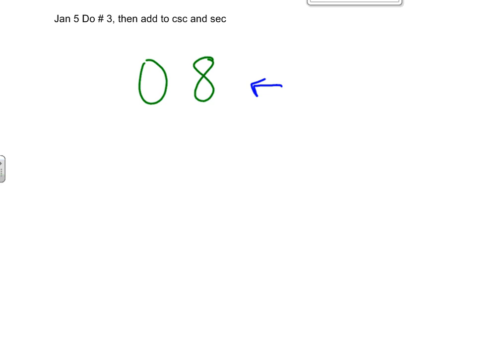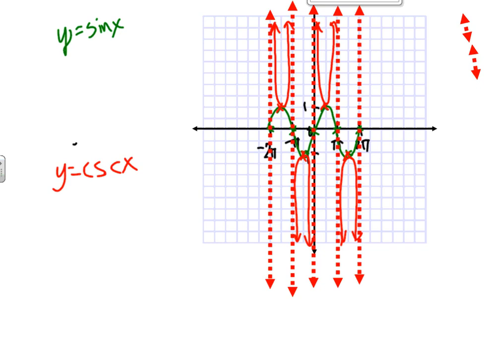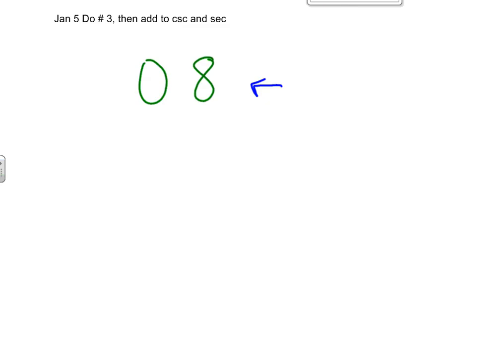Okay, so I had a note to myself that January 5th I was going to do number 3, and then I was going to add cosecant and secant. If you remember, before break, I had put a cosecant graph on there for the people who are going to be gone, just so that they would kind of have an idea of that.